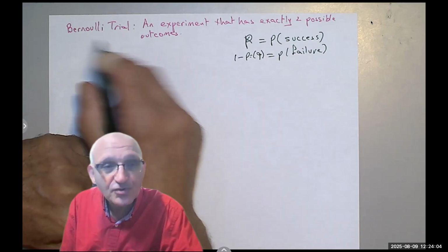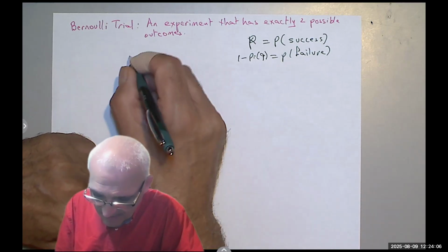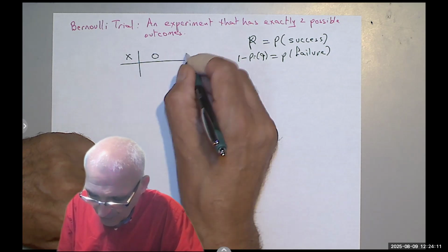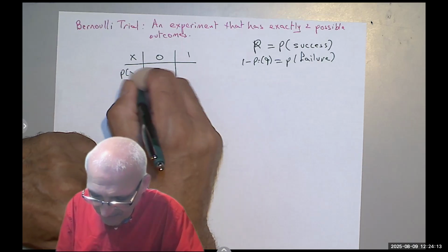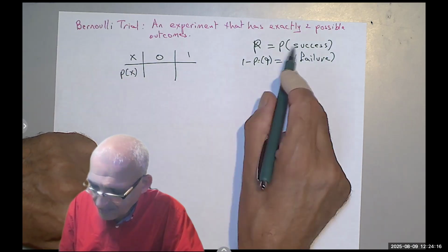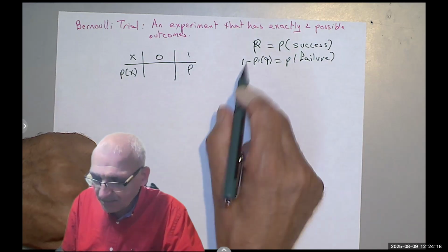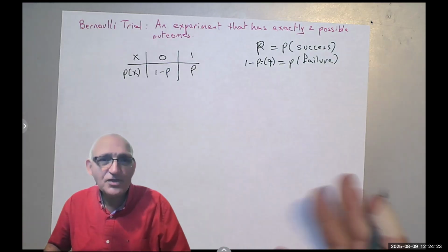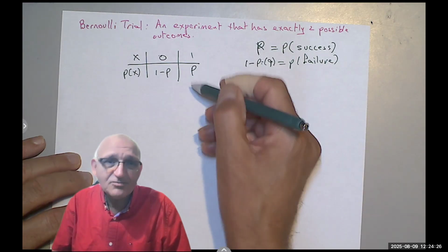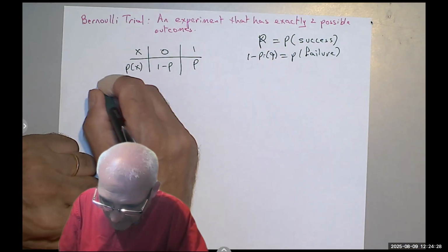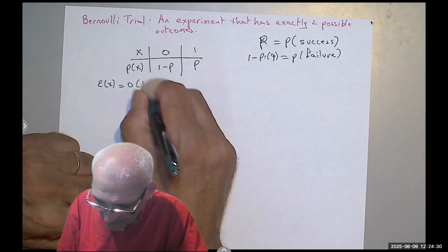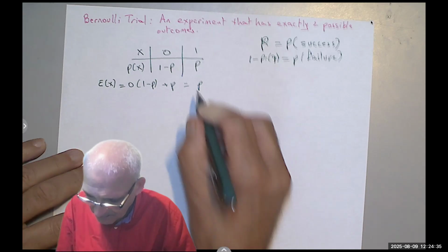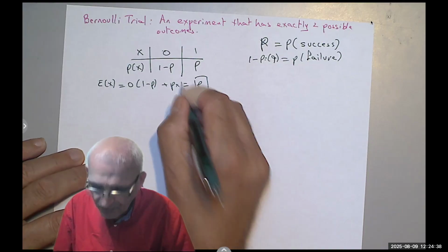Okay, so if I want to represent the Bernoulli trial, I say my random variable X can either be 0 or 1. And the probability of X equals 1, we said, is the probability of success, P. The sum of the probabilities is 1, so the probability of 0 is 1 minus P. So the mean is so easy: 0 times 1 minus P plus 1 times P, so the expected value of X is P.